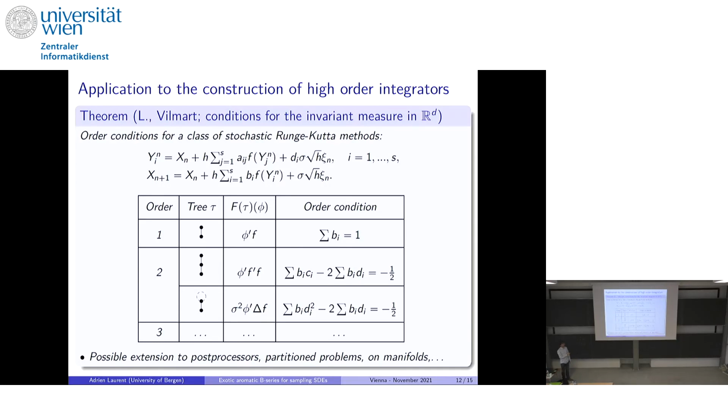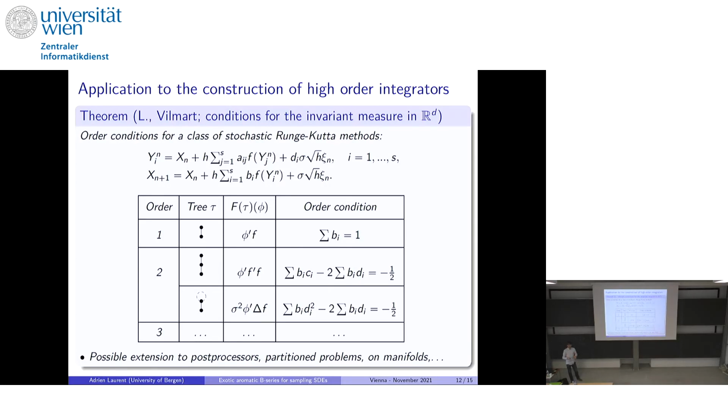So for instance, this is the condition for weak order 1, and we have 2 conditions for order 2 for the invariant measure instead of 3. For order 3 we have 6 instead of 9, and it grows exponentially. And you can simplify it even more if you add some assumptions.